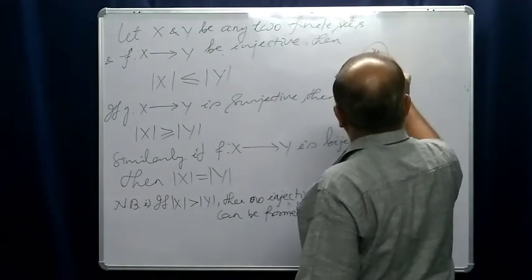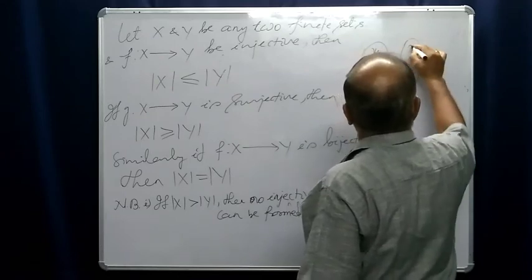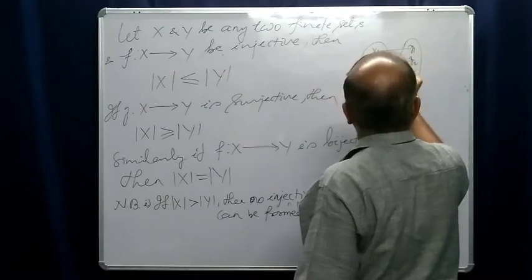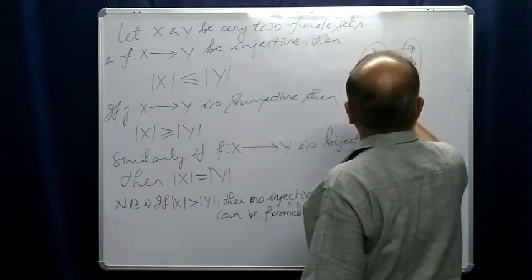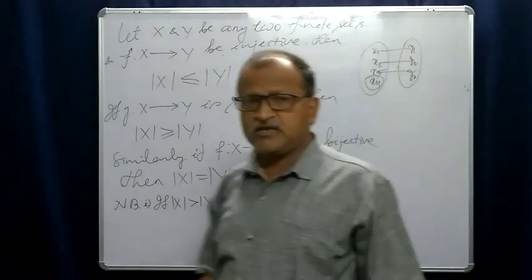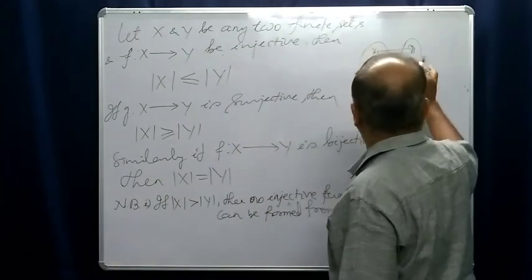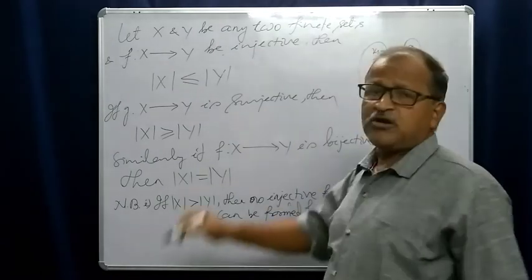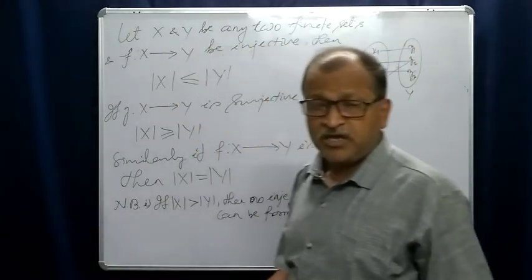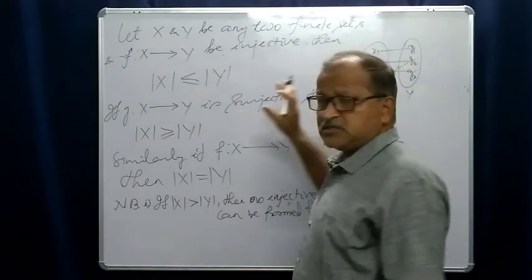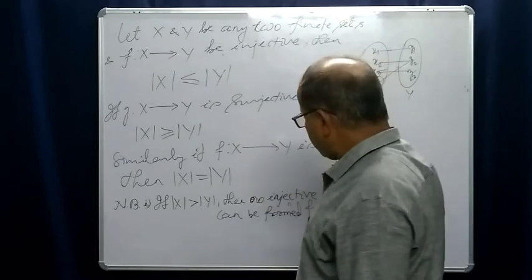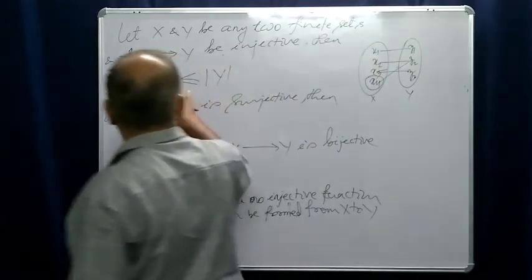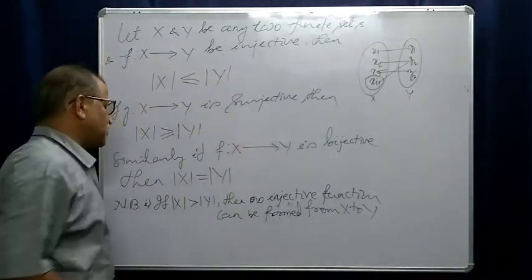x1, x2, x3, x4. Suppose y1, y2, y3. You relate this, yes, y3. What about x4? You cannot relate x4 to any other element of y. Why? Because if you relate it to any other element, then it will no more be injective. It will be many one. It is not 1-1. So to make one function from one set to another set, the cardinality of x should be less than or equal to cardinality of y.